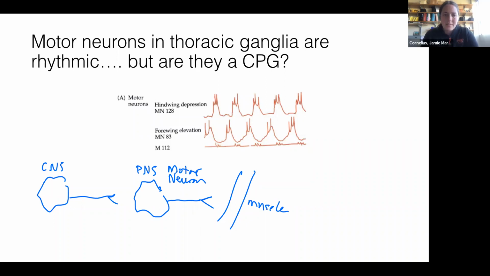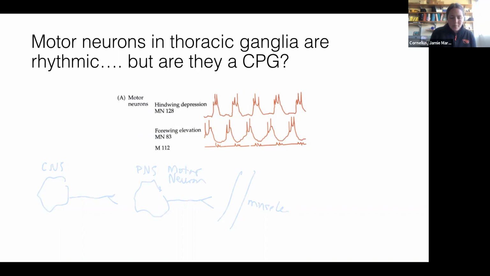What you can see here on this trace is really cyclical activity in the motor neuron, where you have the hind wing depressor and a forewing elevator as examples. These are two different motor neurons. You can see they're numbered. You're going to see this a lot. This is motor neuron 128, controlling the hind wing depressor muscle, and then motor neuron 83, just below it, controlling the forewing elevator muscle. Both of them show really rhythmic output, and that makes sense in that they're offset, so you get elevation at a different time than depression.